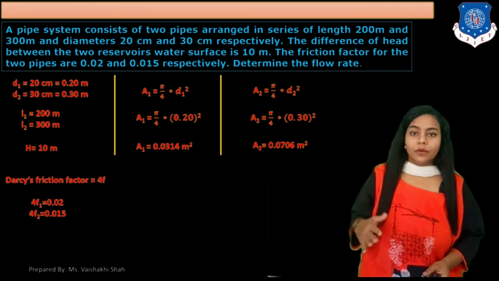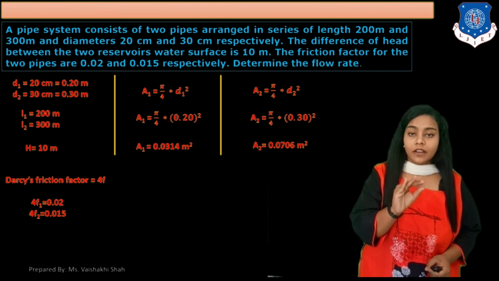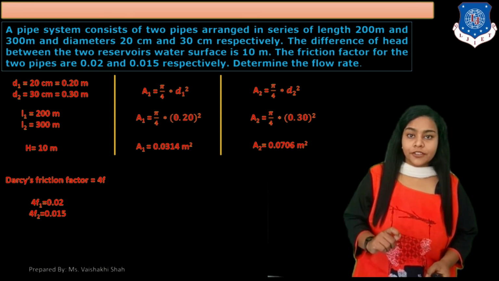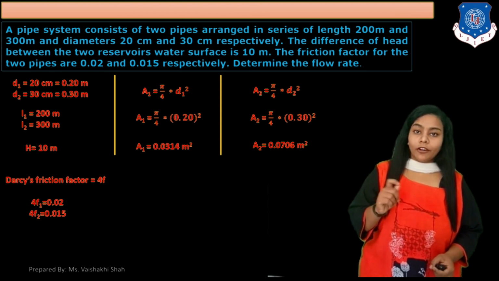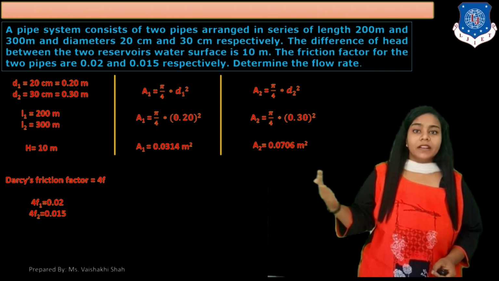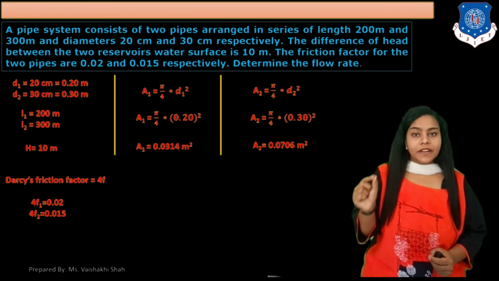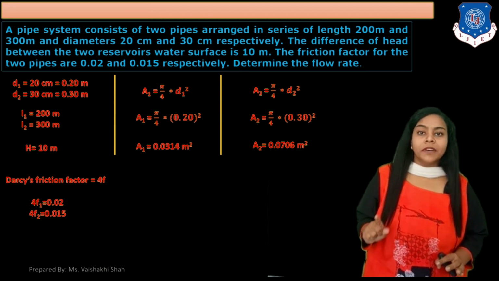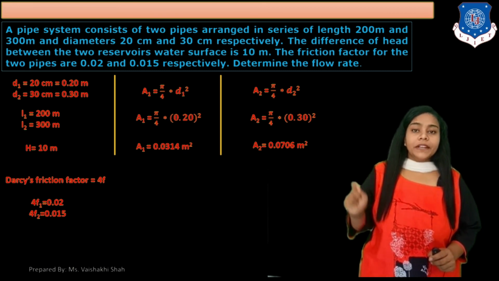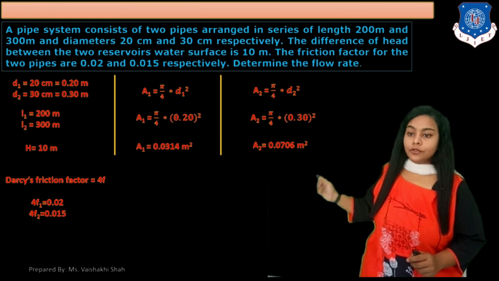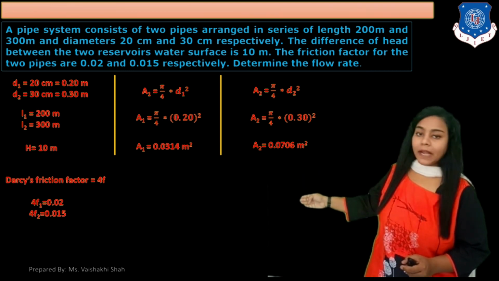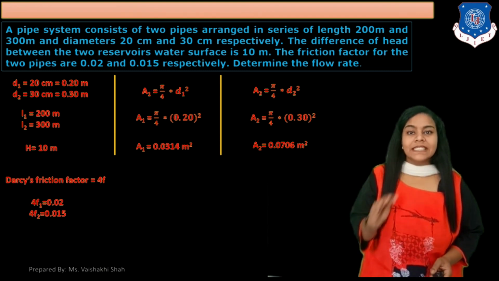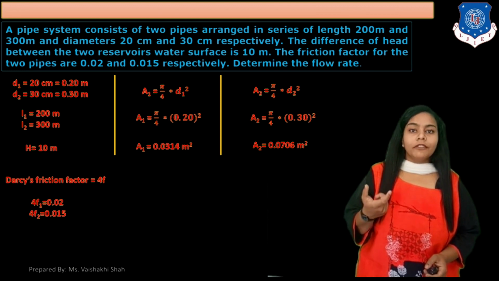Okay. Now in this data, the friction factor is given for both the pipes. Now we indicate friction factor F dash equals 4F. Remember that we also studied this friction factor term in our Darcy-Weisbach equation. So in this data, the friction factor is given to you. Friction factor for pipe 1, 4F1 equals 0.02, and friction factor for pipe 2, 4F2 equals 0.015. Here the values of 4F1 and 4F2 are given, which is called friction factor.